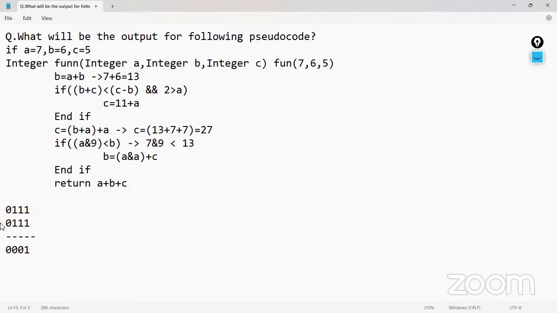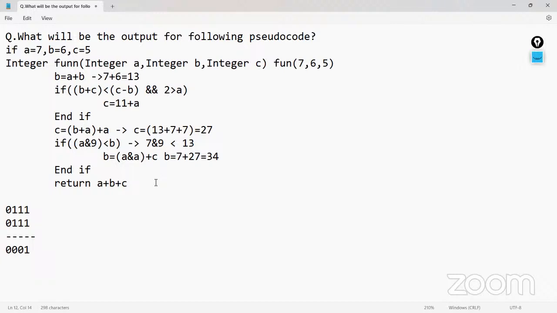If you calculate any number with itself using the AND operation, it always returns the same value. So this is 7 itself. 7 plus C. What is the value of C? 27. Okay, so B equals 7 plus 27. How much is that? I guess 34. Sorry, is that 34, guys? Is that right? Yes, sir. Okay.